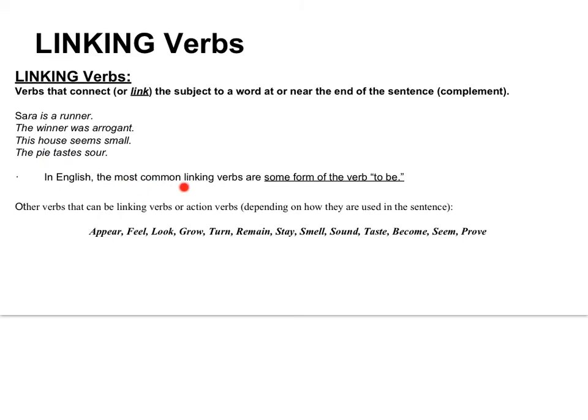The most common linking verbs are some form of the verb to be. Other verbs that can be linking verbs, or sometimes action verbs, depending on how they are used in the sentence, are these following ones: appear, feel, look, grow, turn, remain, stay, smell, sound, taste, become, seem, prove.